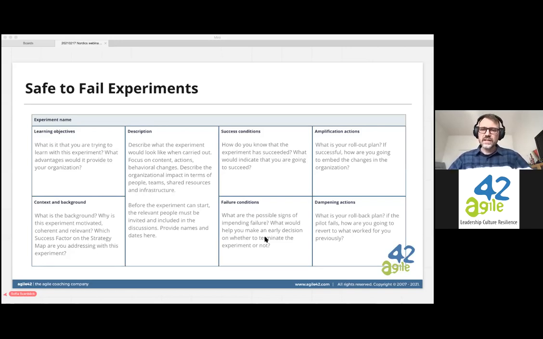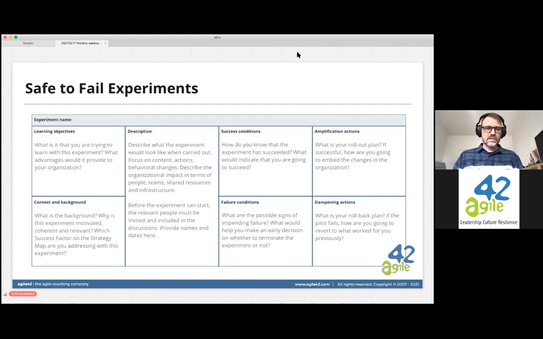And these 2, failure conditions and dampening actions, also help quite a bit with lowering the resistance to change and lowering people's resistance to experimenting. Not all organizations can take experimentation. They might feel that, yes, it's all right to experiment, but then, oh no, you're not allowed to fail. Why did you run this experiment if you're going to fail? The thing is with experiments, if you know you're going to fail, you don't need to run them. You are doing an experiment because you don't know that you're going to fail. Anyway.